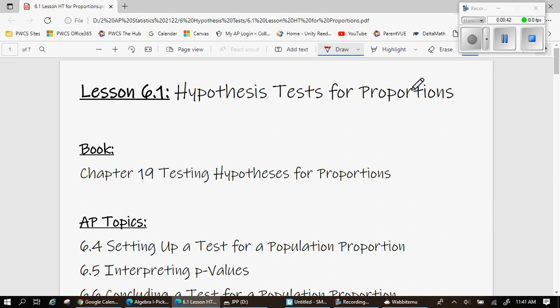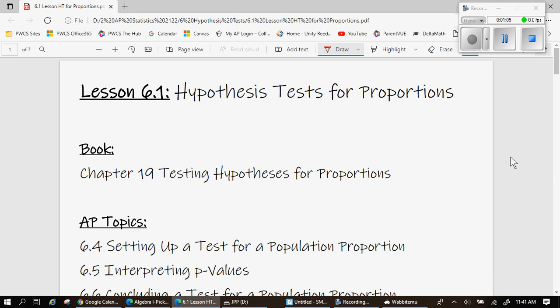For a hypothesis test, what we're trying to do is use sample data to see if we can justify some sort of claim. We are going to go through the same parameters. So we're going to start out with a hypothesis test for one sample proportion. A lot of the things are going to be very similar.